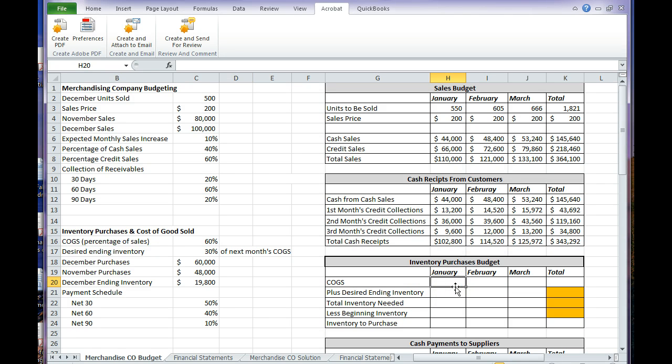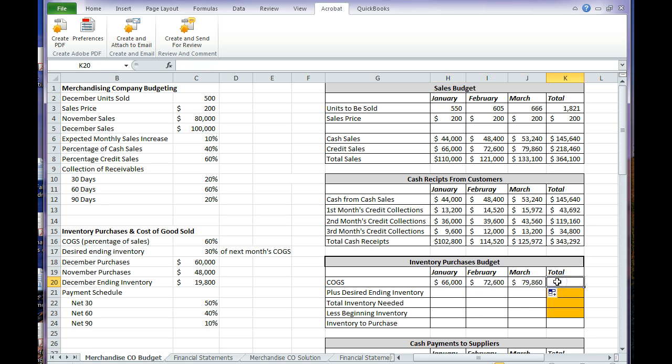So let's go over here. We have our inventory purchases budget, and they're asking what our cost of goods sold is in January. We know cost of goods sold is 60% of sales. So what I do is I take my January total sales. Doesn't matter if it's cash or credit, because we still have to provide the customer with something. And we multiply it by 60%. I'm going to hit that little F4 thing to get the dollar signs. There's my formula. Enter. 66,000.